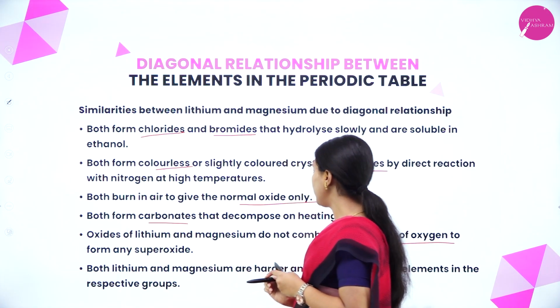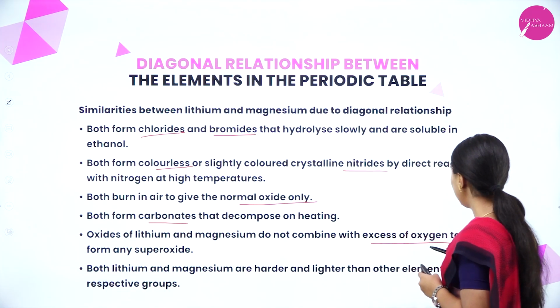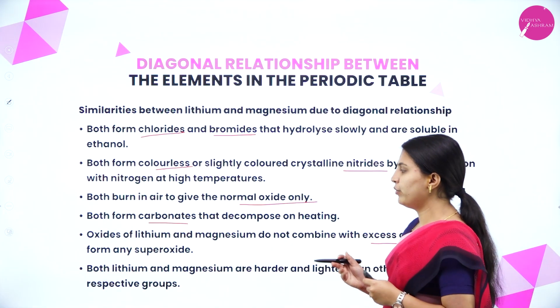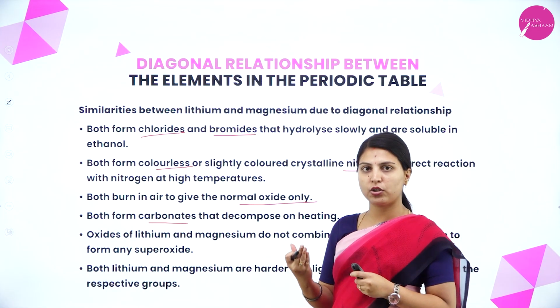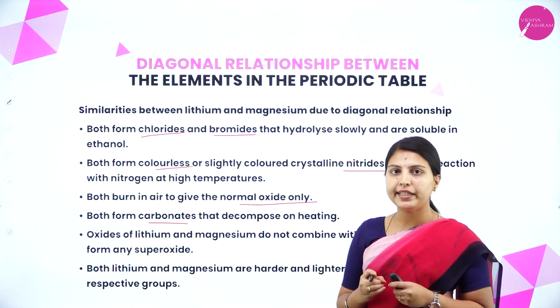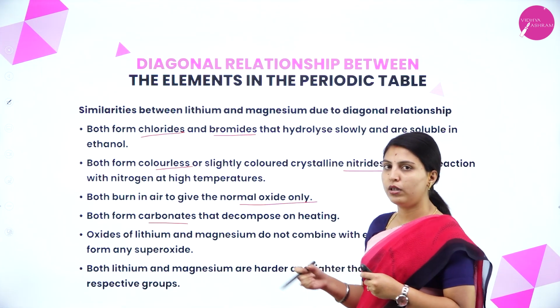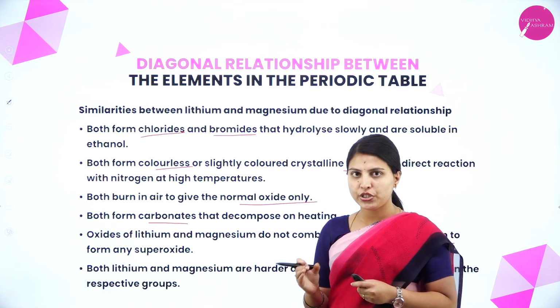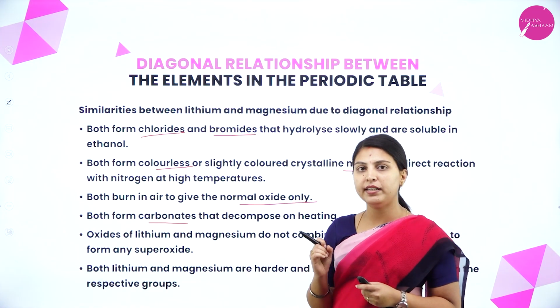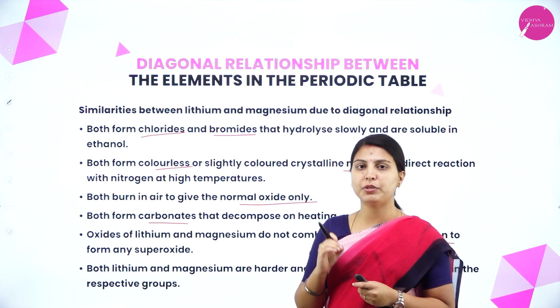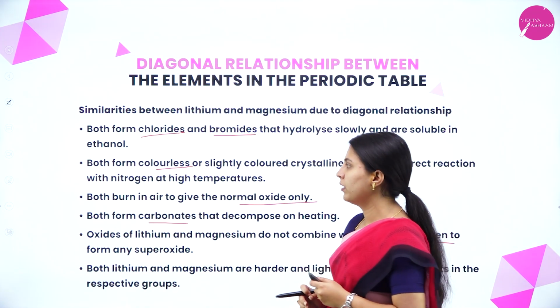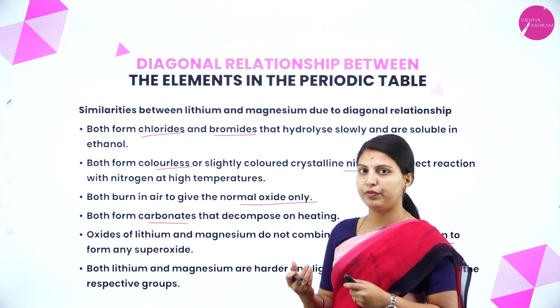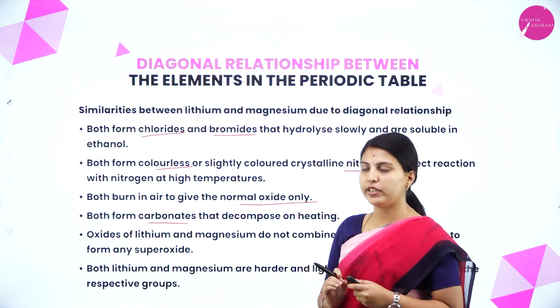Both lithium and magnesium are harder and lighter than other elements in the respective groups. Both are harder, and both are lighter with respect to the other elements in their groups. These are the diagonal relationship points with respect to lithium and magnesium and the similarities between those two elements. This is how the diagonal relationship will be applicable in the periodic table.